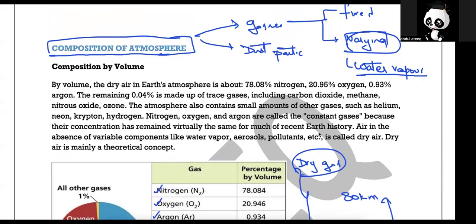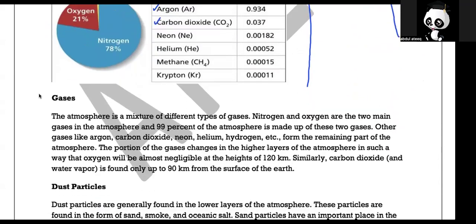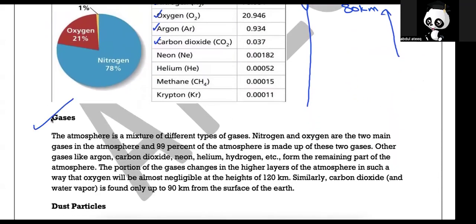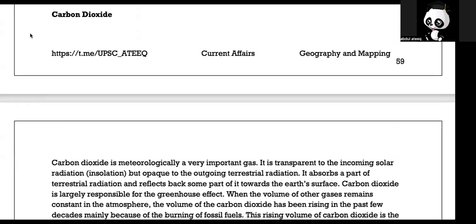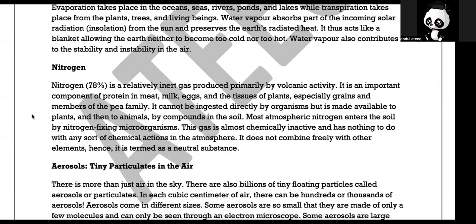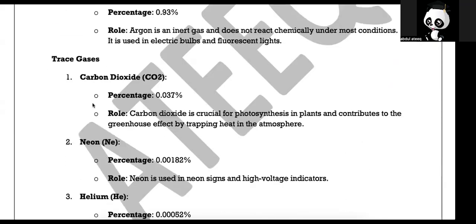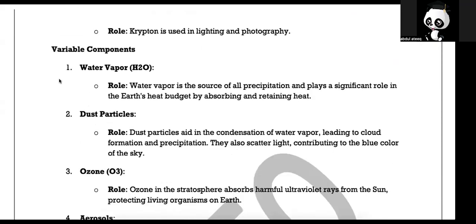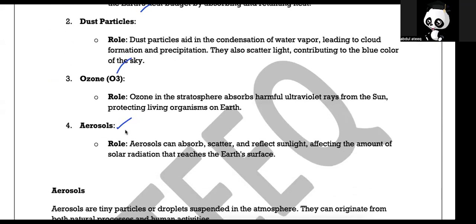But if I remove the varying component, that is called the dry gas, also called constant gases, because their proportions remained virtually the same for most of the Earth's history. So we should know that it is made up of gases. Then there are certain dust particles, and we can get a little more information about the individual gases, which we will do at some other point of time. So this is the individual gases composition. This is the variable gas composition, like water vapor, dust particles, ozone, and the aerosols.